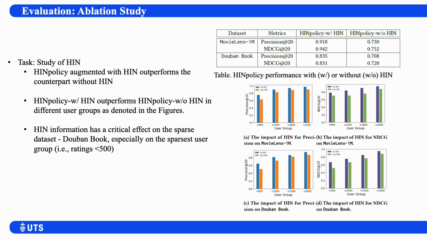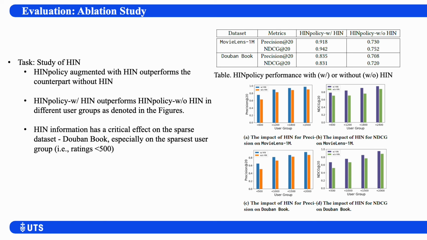And in the second evaluation task, we perform an ablation study on the heterogeneous information network in our HIM policy model. And we can see from this table here that our HIM policy model augmented with heterogeneous information outperforms the counterpart without incorporating an external heterogeneous information network. And in the figures here, we also investigated how our HIM policy model performs facing different user interaction sparsity.